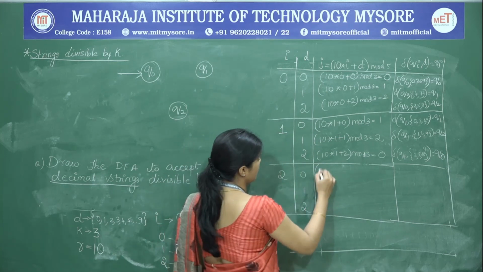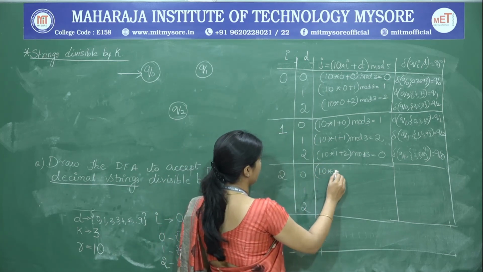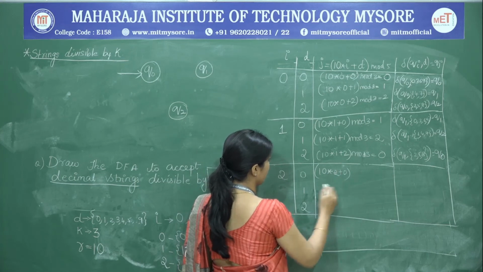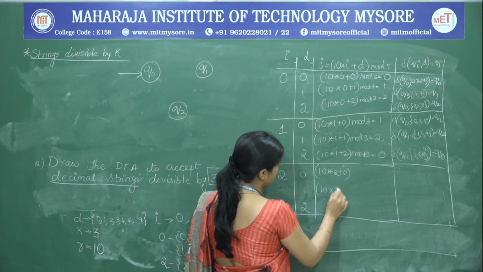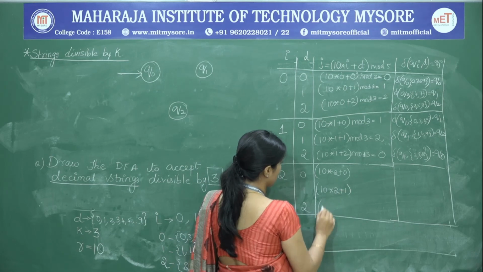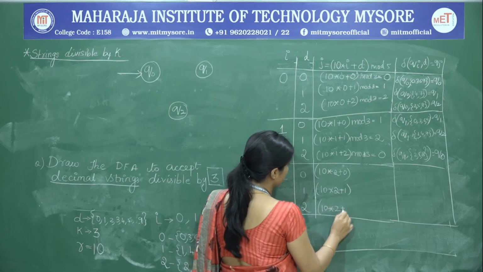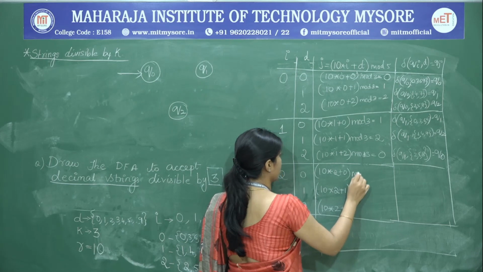Similarly, 10 multiplied by 2 plus 0. Next we have 10 multiplied by 2 plus 1. Then we have 10 multiplied by 2 plus 2. We take mod 3.